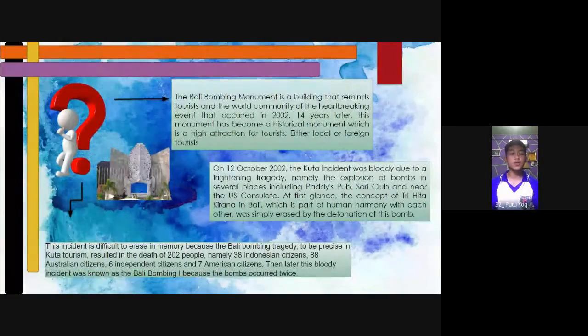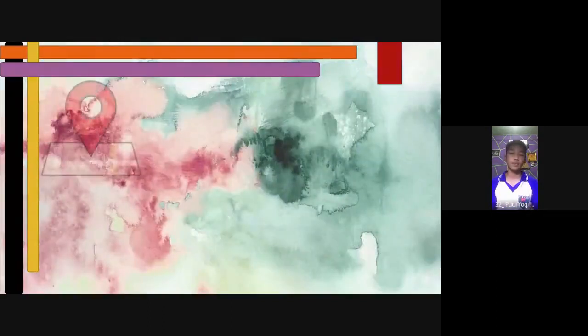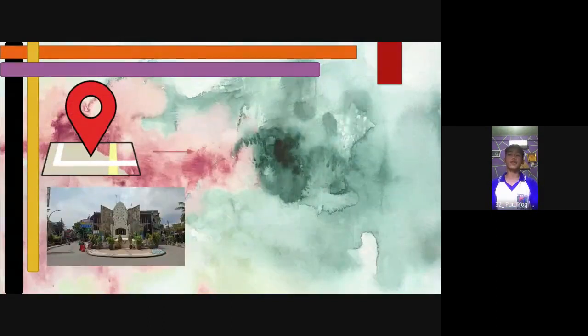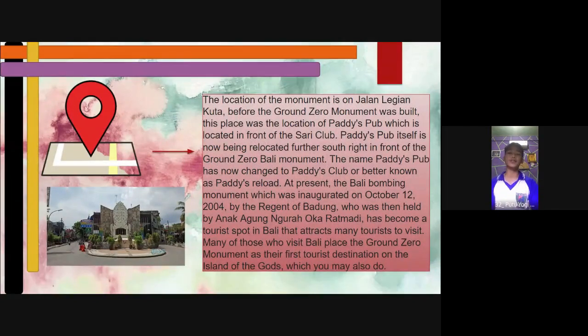So the next is we go to the location of the monument Ground Zero Bali. The location of the monument Ground Zero Bali is on Legian Street. Before the Ground Zero monument was built, this place was the location of Paddy's Pub, which is located in front of Sari Club. Paddy's Pub itself is now being relocated further to the right in front of the Ground Zero Bali monument. The name Paddy's Pub has now changed to Paddy's Club, or better known as Paddy's Relay.